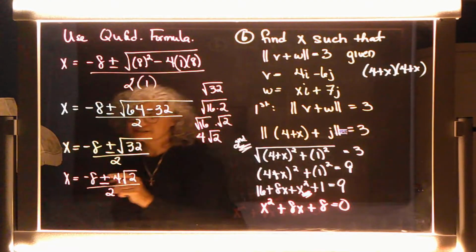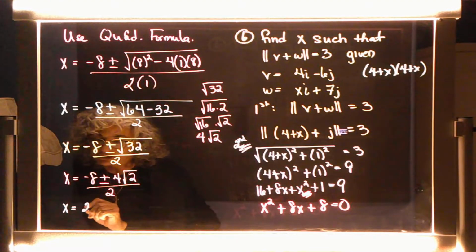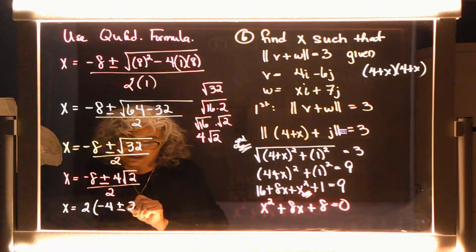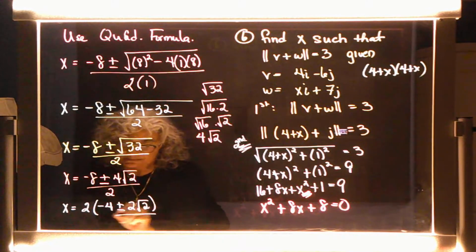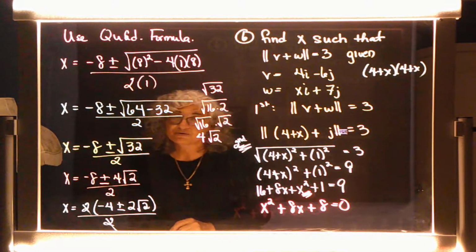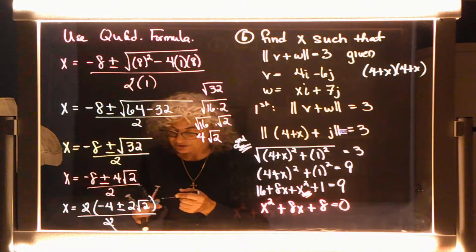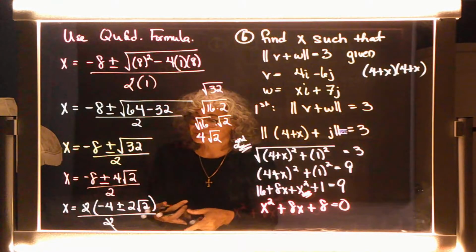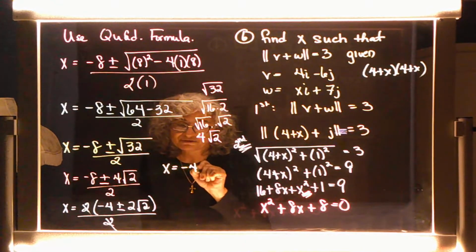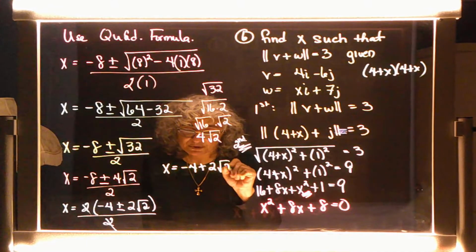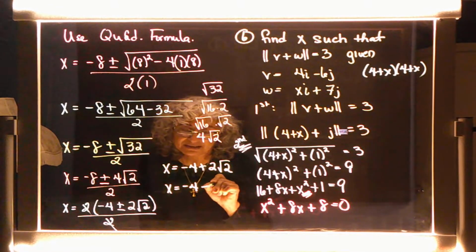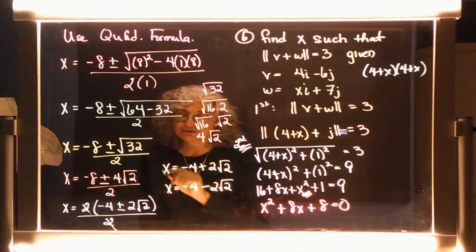What I am noticing is I can factor out of the numerator a 2. And you're like, why would you want to do that? Because I want to cancel the 2 out of the denominator. So now the 2's in the numerator and denominator cancel, which leaves me 2 answers. One answer is x equals negative 4 plus 2 square root of 2, and the other answer is x equals negative 4 minus 2 square root of 2.